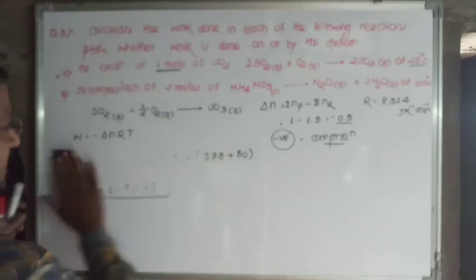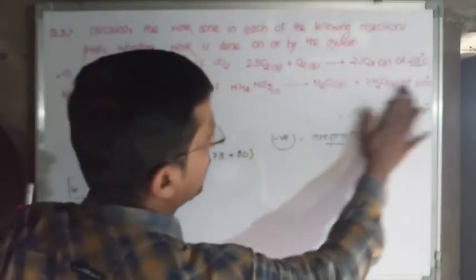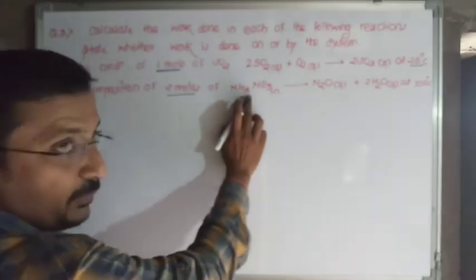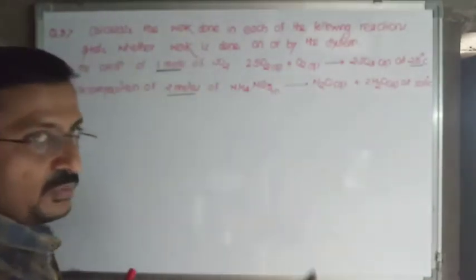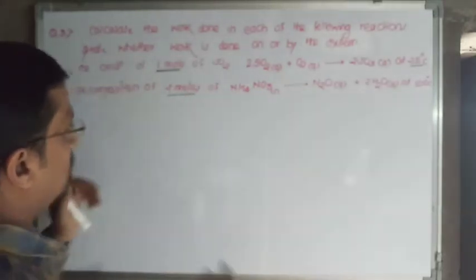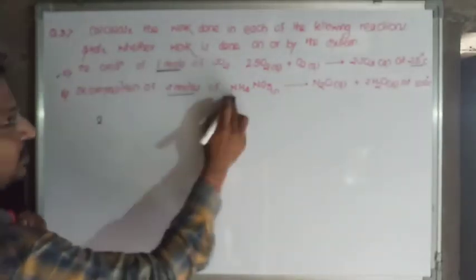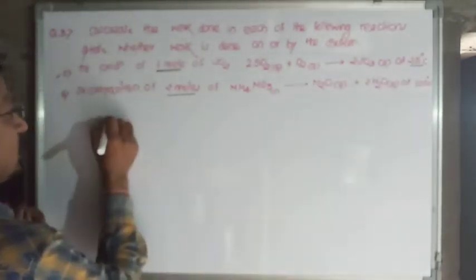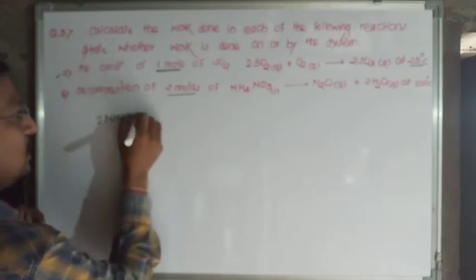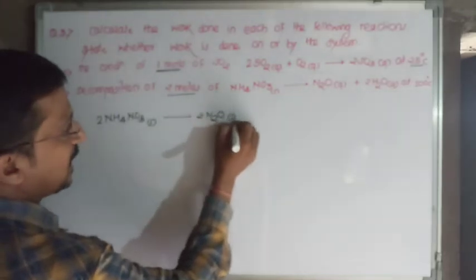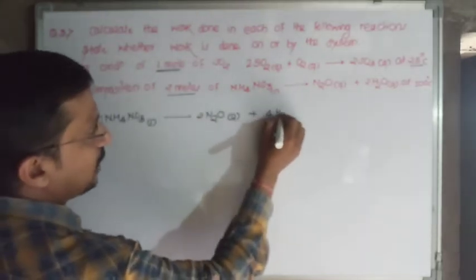If you consider the second case, it is for ammonium nitrate. Actually it is the decomposition of 2 moles of ammonium nitrate, but the reaction is given for 1 mole. If you use this reaction as such, the answer is wrong. So convert this reaction for 2 moles, that is, multiply all components of the reaction by 2. So twice NH4NO3 solid converts into twice N2O gas plus 4H2O gas.